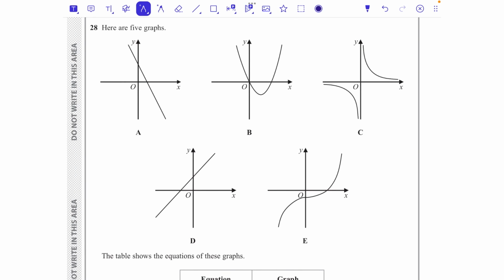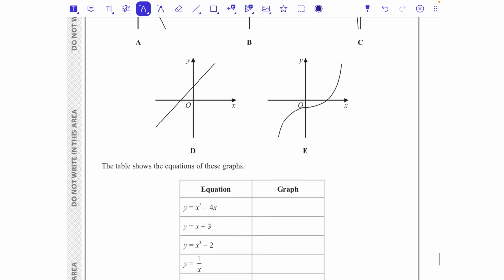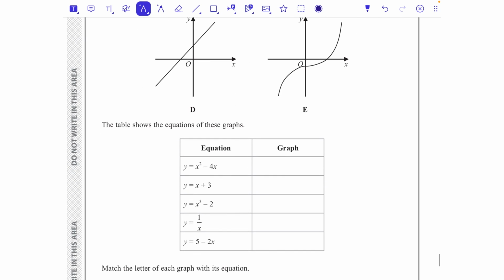Here are 5 graphs. The table shows the equations of these graphs. So we've got lots of different things going on. Now, if you have x squared, that's going to be a quadratic graph, so that makes like a smiley face shape. This one just has the x on its own. It's y equals mx plus c, where m is the gradient and c is the y-intercept, so that's going to be a straight line with a positive gradient crossing at 3. This x cubed tells me that it's a cubic graph, so it's probably going to wiggle like that.